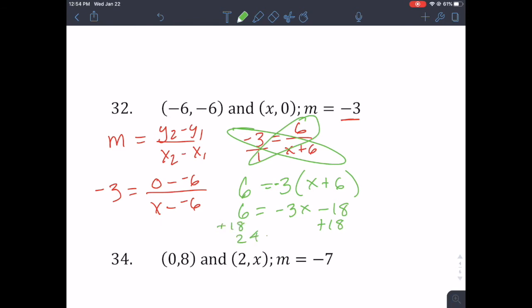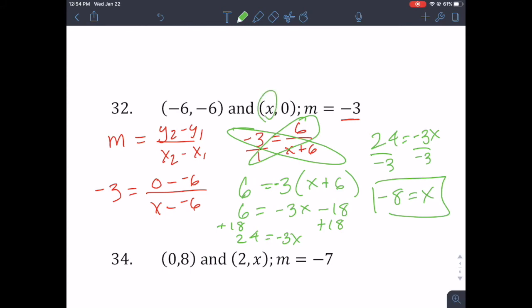All right, we add 18 to both sides, we get 24 equals negative 3x. Let's put that over here, 24 equals negative 3x. And we divide by negative 3, divide by negative 3, we get negative 8 equals x. That's the missing number there. A little bit different when the missing piece of the coordinate is in the x spot.